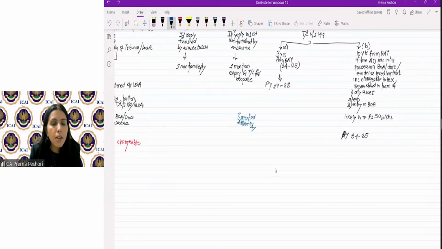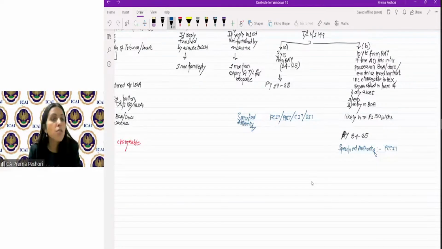in this case is Principal Commissioner or Principal Director of Income Tax or Commissioner of Income Tax or Director of Income Tax. And where the notice has to be issued within 10 years, then the specified authority will be Principal Chief Commissioner of Income Tax or Chief Commissioner of Income Tax or Principal DGIT, Director General of Income Tax or DGIT. Are we clear?